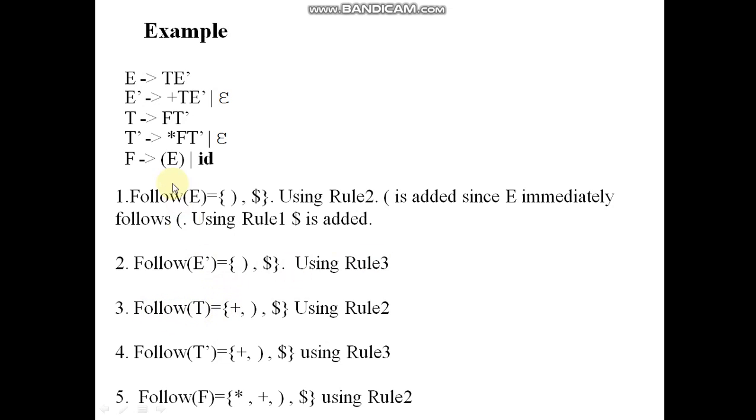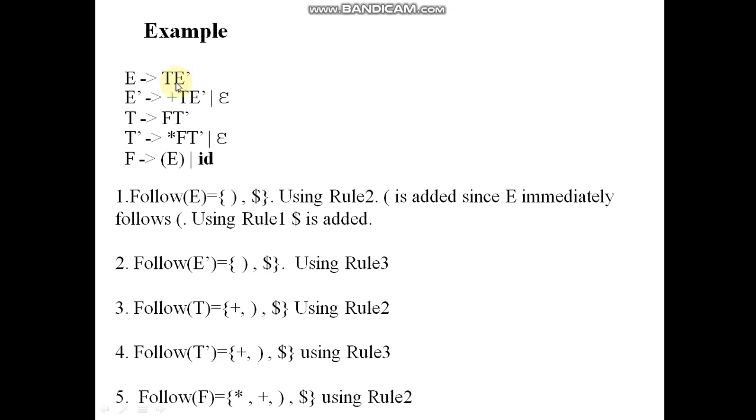Now the follow of T. To find the follow of T, first we have to see where T occurs, in which production body T occurs. T occurs in the production body of E and E dash, and in both production bodies T is at the same position. T immediately follows E dash. We have already found the follow of E and E dash. Here you can consider the occurrence of T either in the production body of E dash or in the production body of E, because in both productions T follows E dash.